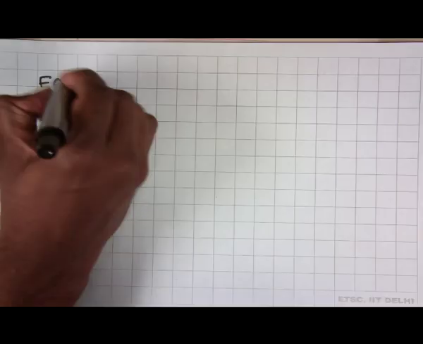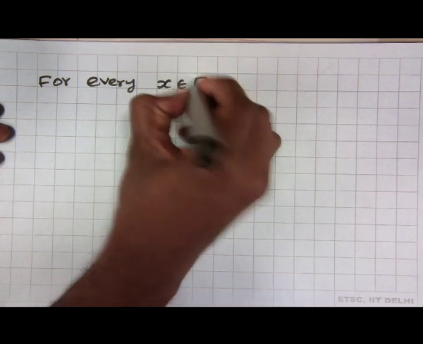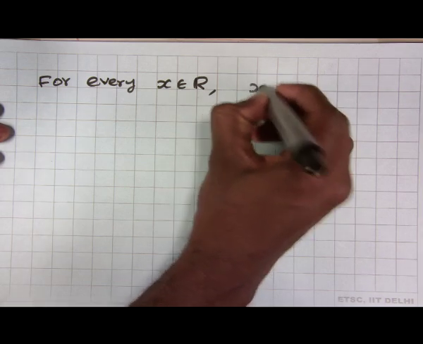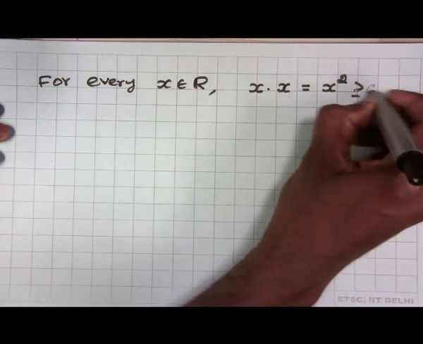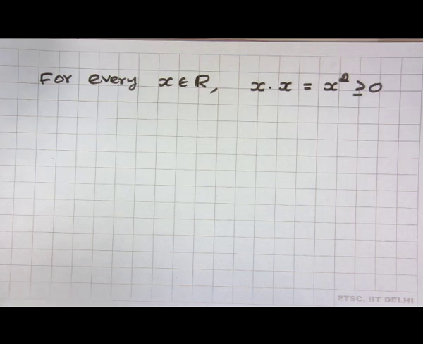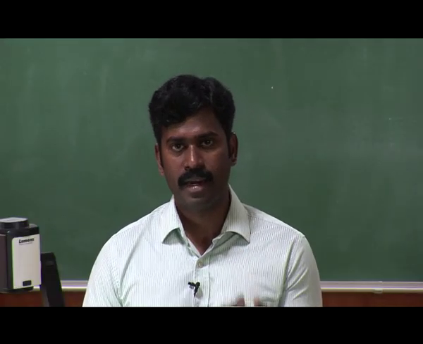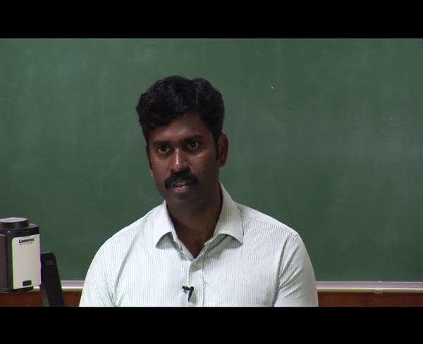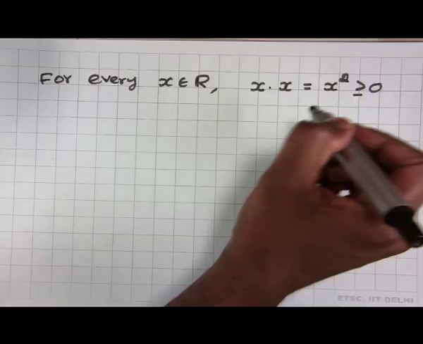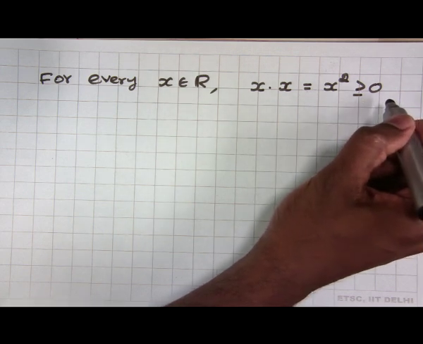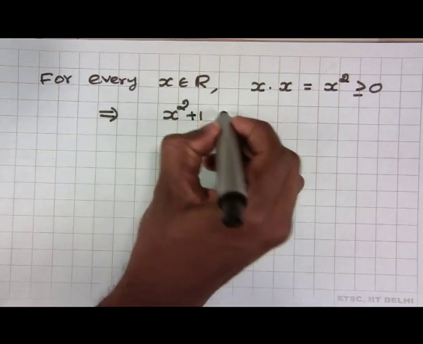For every element x in the real numbers, x into x, that is our x square, is always non-negative. This can be realized as, let us say x is a negative element, we know that negative multiplied by negative is positive, and positive multiplied by positive is again positive. So, we observe that x square is always non-negative, which immediately implies that x square plus 1 is always greater than or equal to 1.